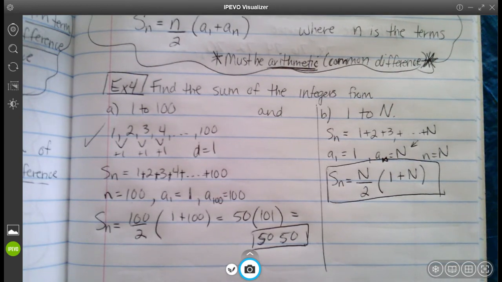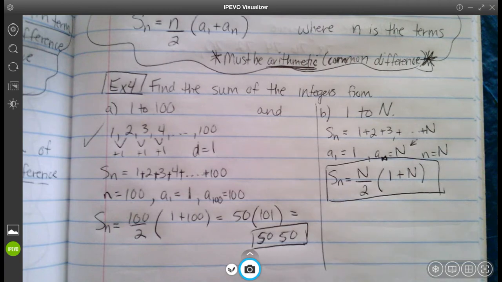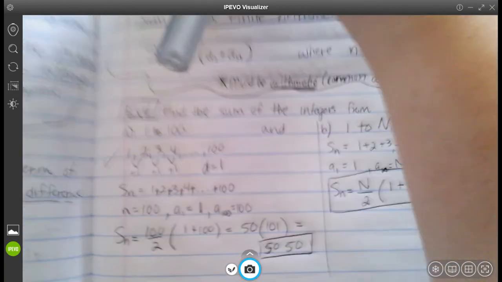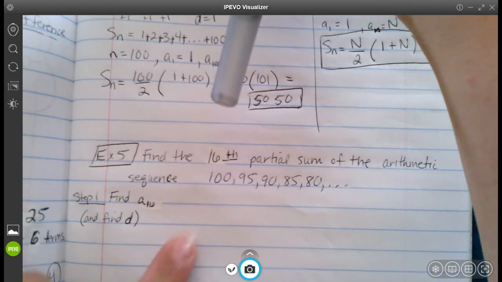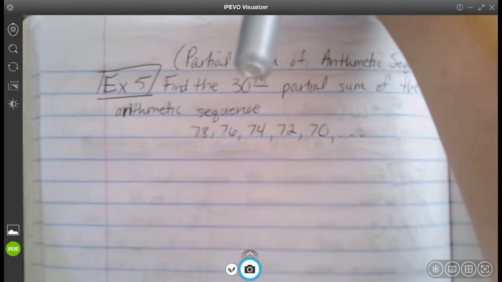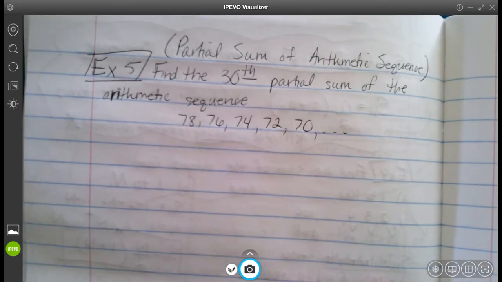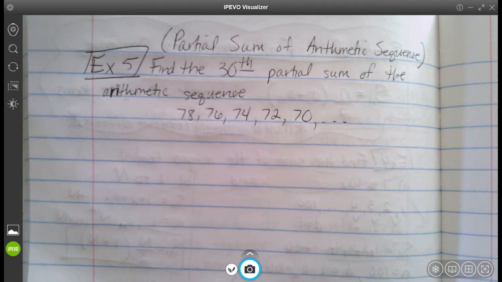Okay, let's move on to the next one. So I actually did not want to do this problem together because the answer's in the books. If you want, you can copy it, but we're going to do a different example 5. This one is in the book, so I want to do the one that you don't have an answer to. So I chose the one underneath it, which is not given, and I figured I will show you this one. So here's example 5. It's find the 30th partial sum of the arithmetic sequence, and then we have the following, okay?